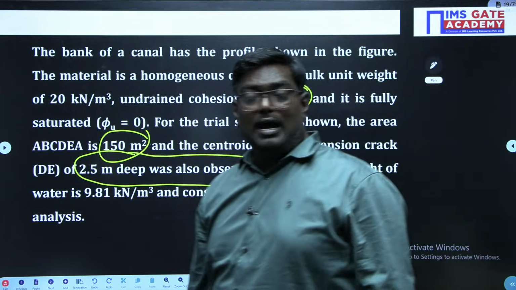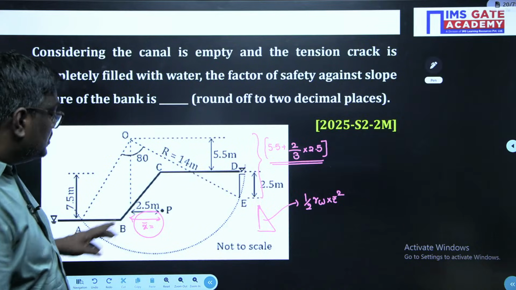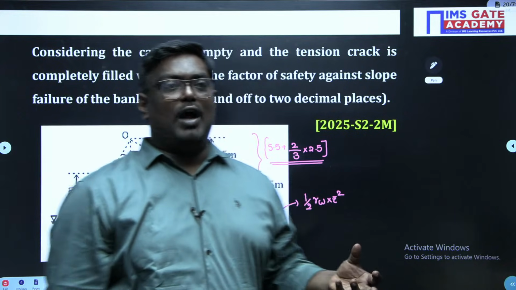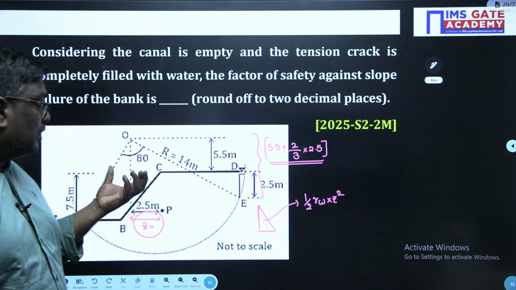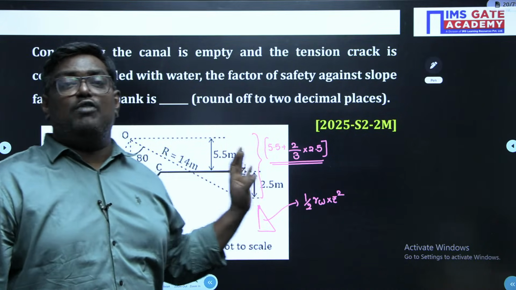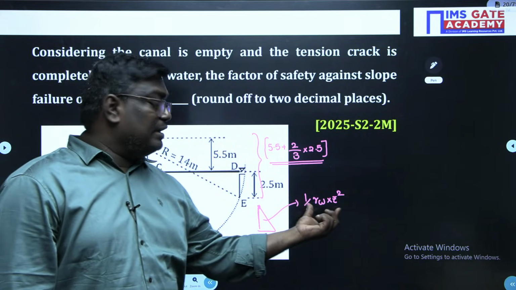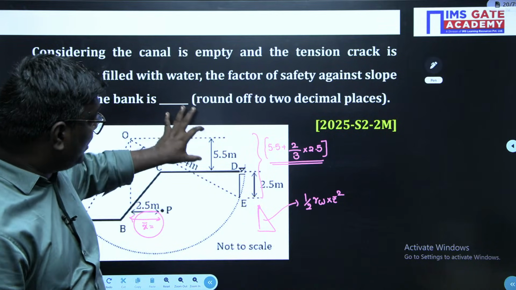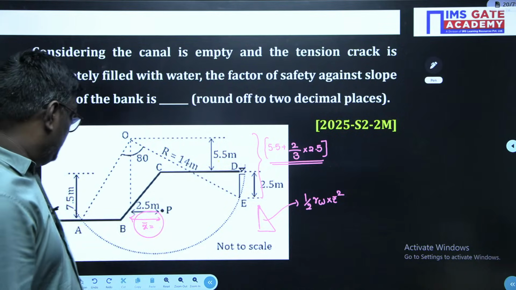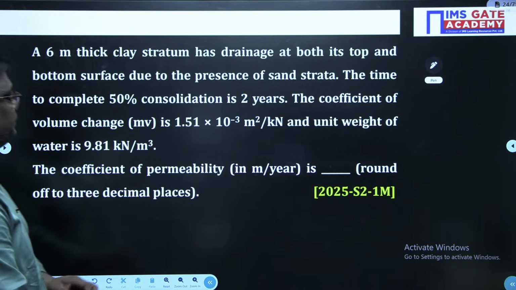You will get the weight, and after that you will find the centroid. What is the centroidal distance? Here the centroidal distance is nothing but 2.5 meters. After plugging that value of 2.5, you will get W into X bar. But in this question, a tension crack is completely filled with water. So if you consider this pore water pressure, the force is given by half into gamma W into Z square. And this will act at a distance of 5.5 plus 2/3 of this height. That will be the PW into Y bar. So if you can solve this question, that would be sufficient. Next question.